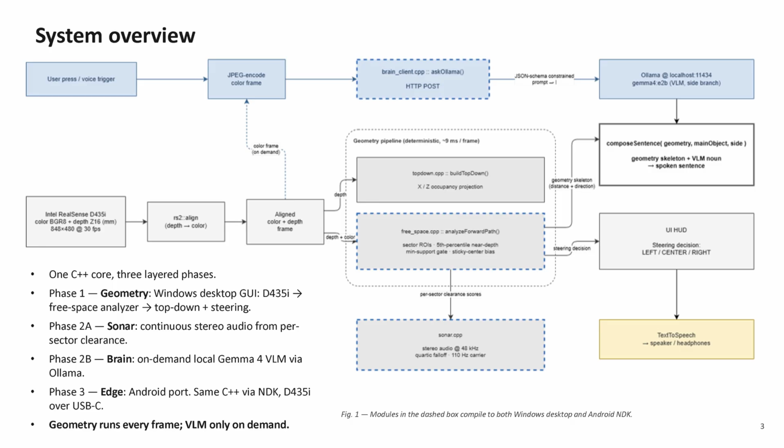Phase 3 takes the whole thing, the geometry, the sonar, the brain, and compiles it for an Android phone. So we can plug the depth camera into the phone over USB-C, and you get a wearable version of the same system. That dashed box in the diagram here is the C++ core code that compiles into both the desktop binary and the Android library. It's the same source, 2 outputs. And the design rule is written right here: geometry runs every frame, VLM only on demand.